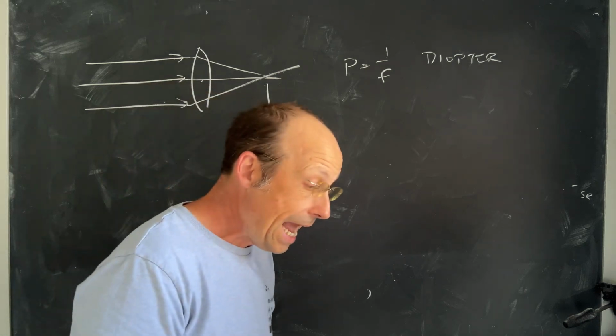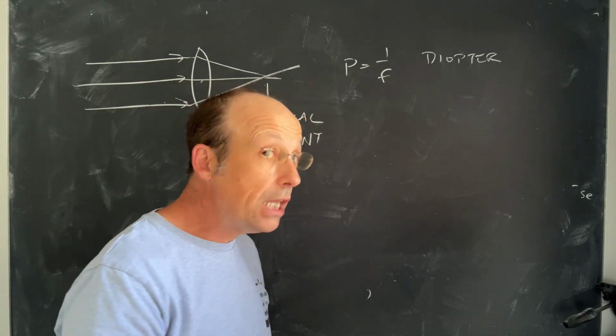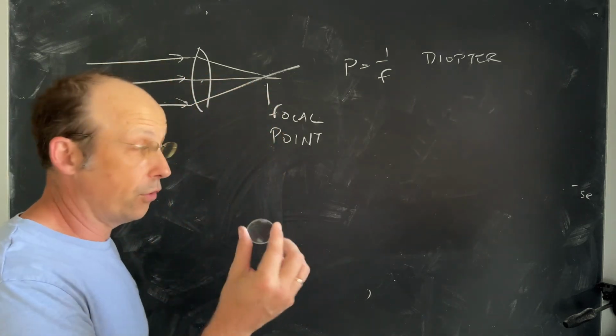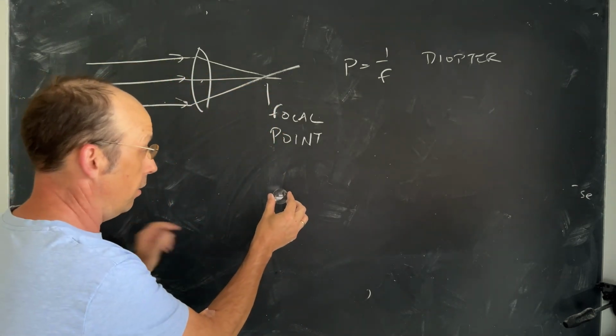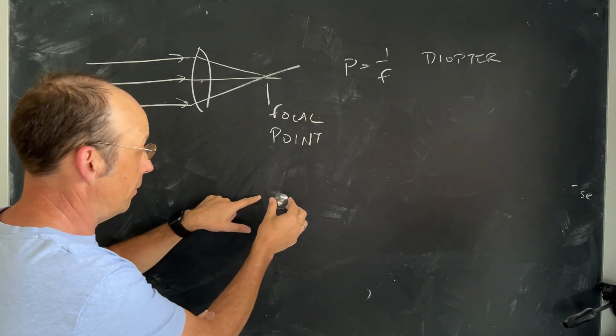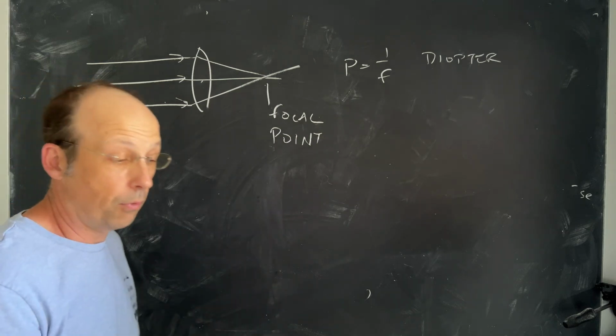Now, we can make a real image, and I'm going to show you a simulator, a real image with a converging lens. Let's see if I can do it here. Probably can't see that. You can see that. So I'm creating an image from the window over there onto the board here.